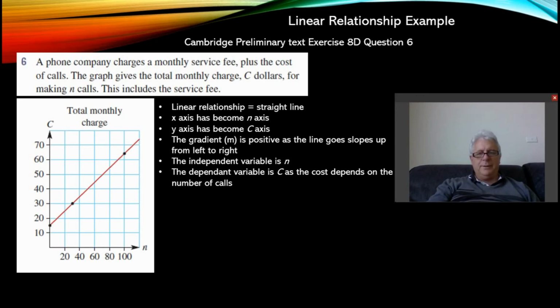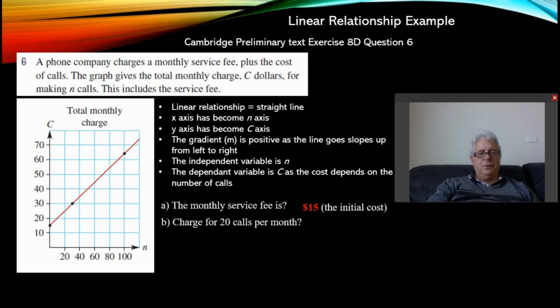So next bit is the first part of the question. What is the monthly service fee? If we have a look at the graph, that is where the graph lies when there are no calls. If we look carefully at 0, at the bottom left-hand corner, on the C-axis, it is at 15, and that is the monthly service fee. It's also the point where the line crosses or touches the C-axis. So the monthly service fee is $15, also known as the initial cost.